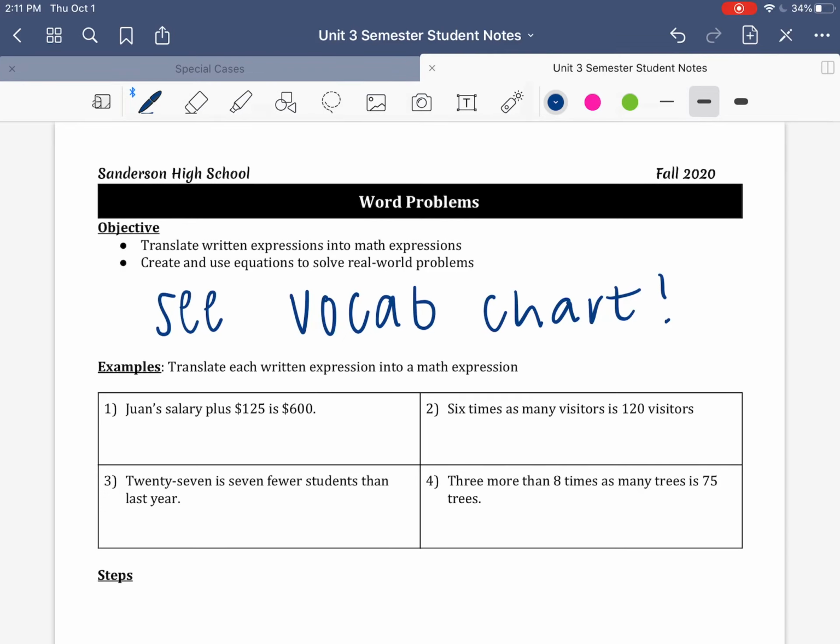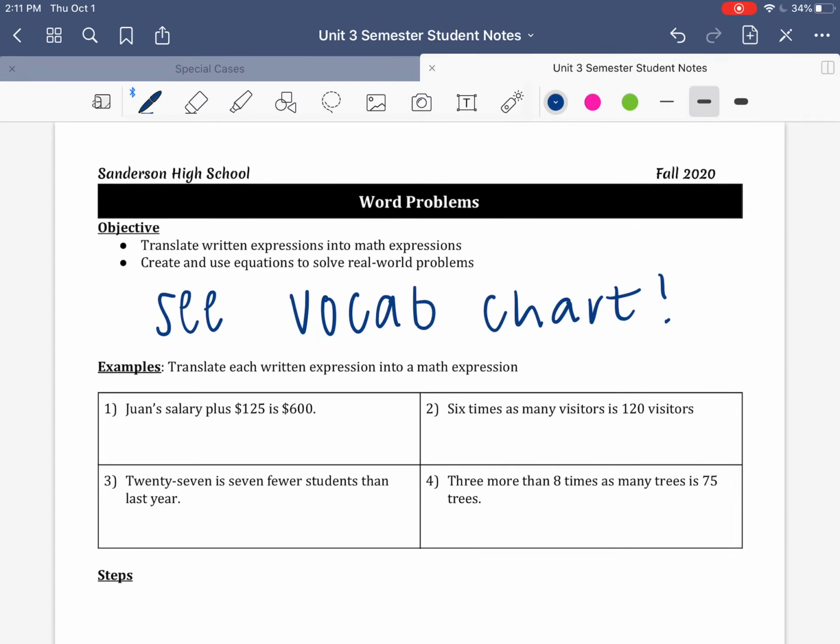Today we're going to look at how we can solve word problems using what we've learned about equations so far. The first thing we need to do is review, or maybe introduce for the first time, some vocabulary so that when we read a word problem, we know mathematically what it translates to.